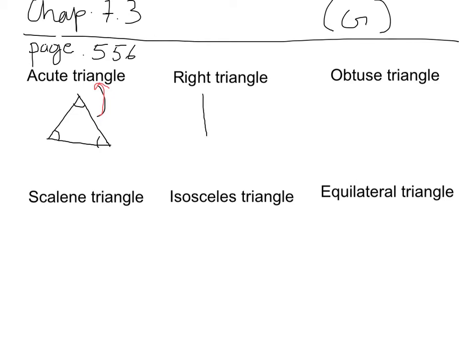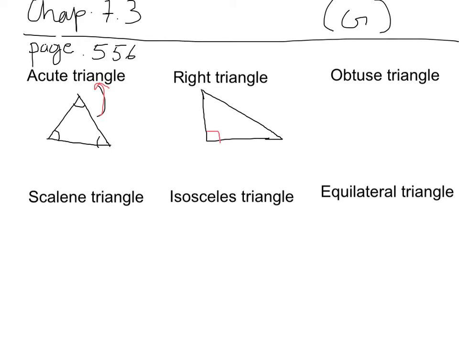Now, a right triangle is a triangle that has a 90-degree angle. So, if I draw this triangle, this angle is a 90-degree angle. So therefore, that's where the triangle gets its name. Right triangles, 90-degree angles.